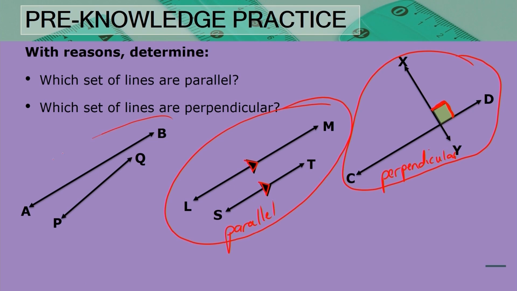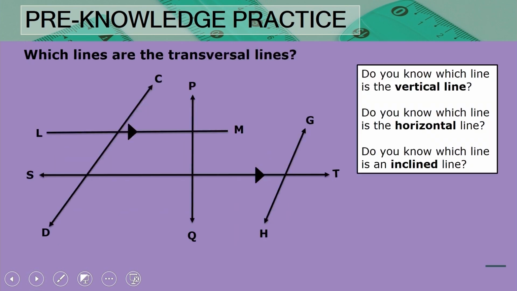And what about this set of lines? Because there's no symbol for parallel, there's no symbol for perpendicular, that means that they are not parallel and they are also not perpendicular. The next set of questions here says, which lines are the transversal lines?